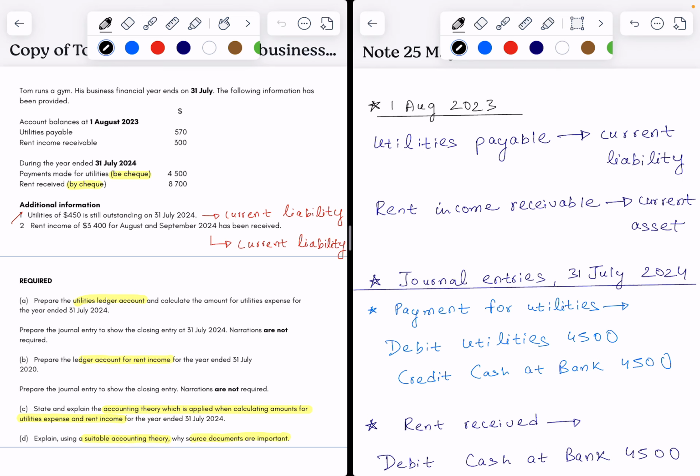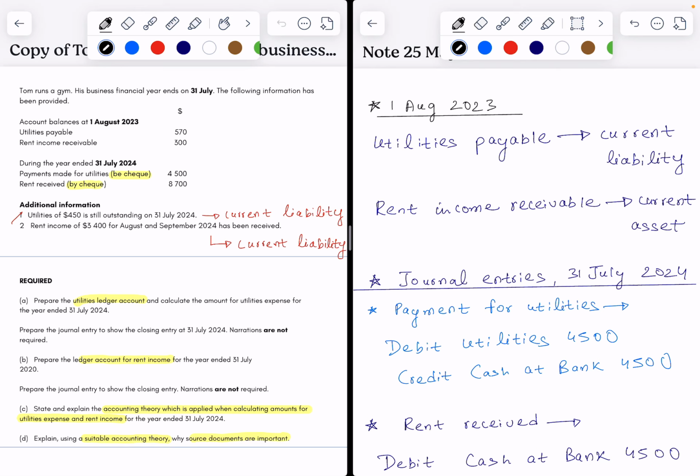Today we have got a practice question which requires you to prepare an expense ledger account and an income ledger account. We will use these ledger accounts to find out the relevant amounts for expenses and income which we will report in the statement of financial performance or the income statement. We will also close these expense and income accounts. And lastly, we will understand two accounting theories which justify the transactions that we are processing for expenses and income, and also why source documents are important.